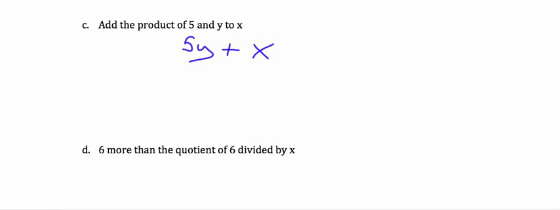D, 6 more than the quotient of 6 divided by x. That's 6 over x, 6 divided by x. You could use a division symbol if you want. 6 more than that would be plus 6.